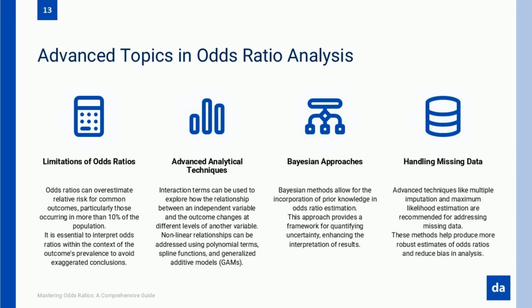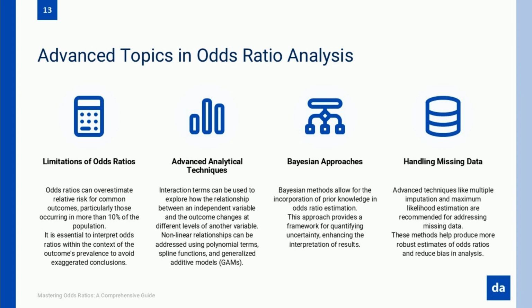Spline functions offer an even more flexible approach to modeling nonlinear relationships. These piecewise polynomial functions can adapt to complex shapes in the data, allowing for a more accurate representation of how odds ratios change across the range of a continuous predictor. Additionally, generalized additive models, GAMs, provide a powerful framework for capturing intricate nonlinear relationships without imposing a specific functional form.